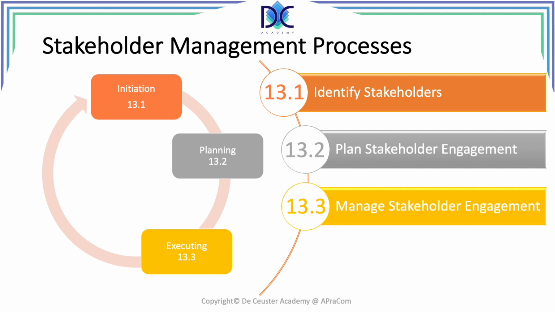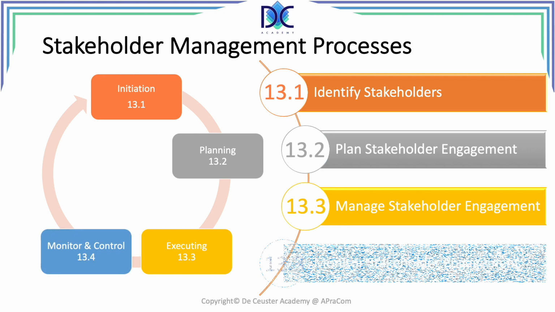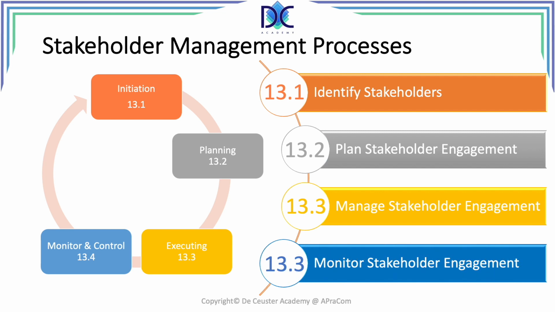During execution, we are looking at managing the stakeholder engagement. We want to see that the engagement is the way we like it, that it's working in the sense that we planned it. And of course, we have to monitor and control the stakeholder engagement, where we basically have to see that what we are doing is working and how we may have to change it. In closing, there is no tool or process anymore related to stakeholder management.